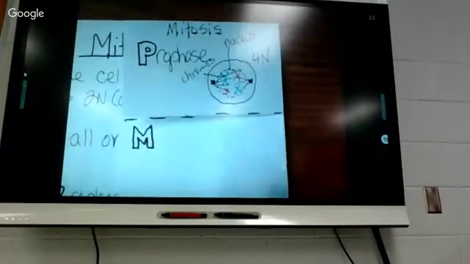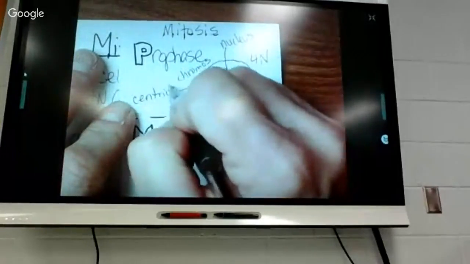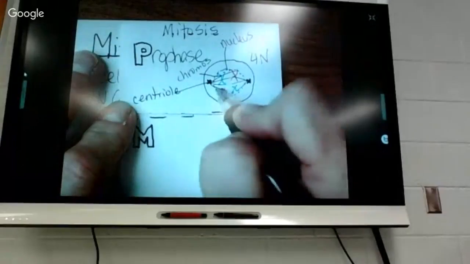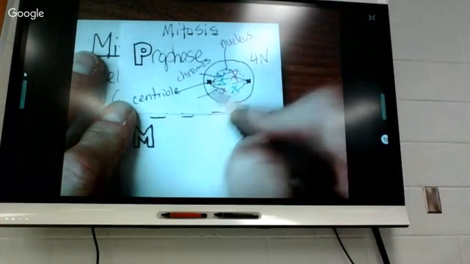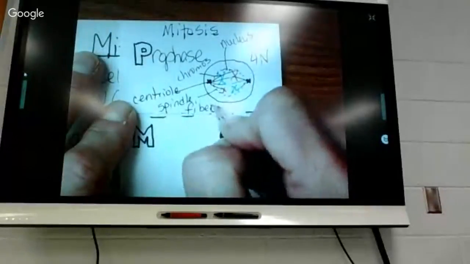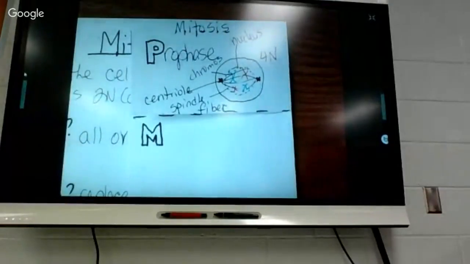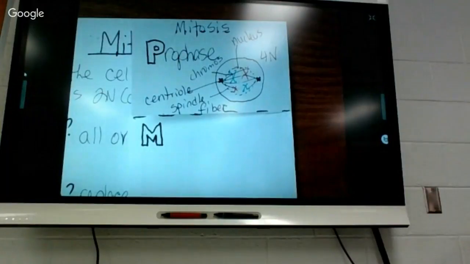So the little X thing is the centriole. And then the little line is a spindle fiber. And they're all proteins. So if we didn't have protein, there's another reason why protein's important. You would never be able to make any cells. You'd be one cell and never make any more. Okay. So that's what it looks like.